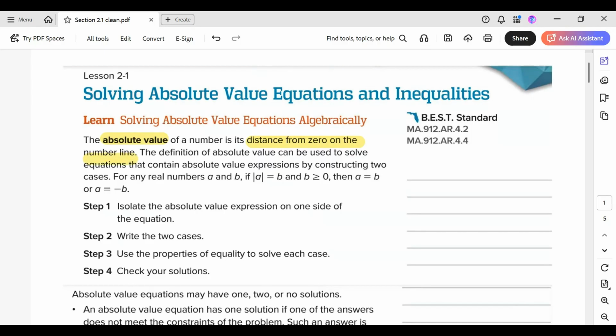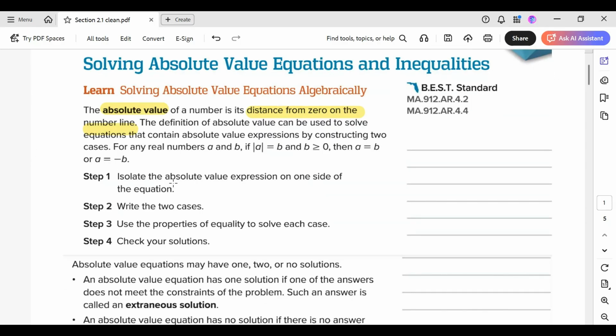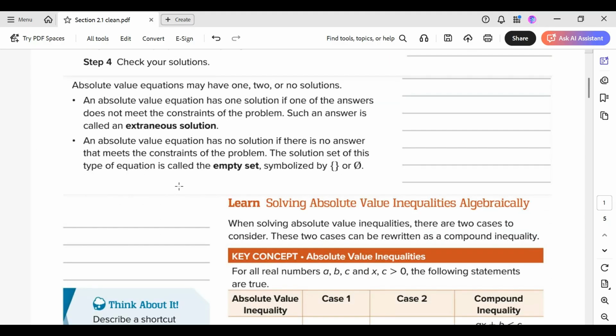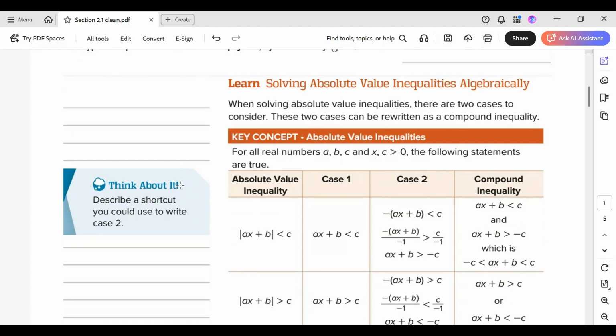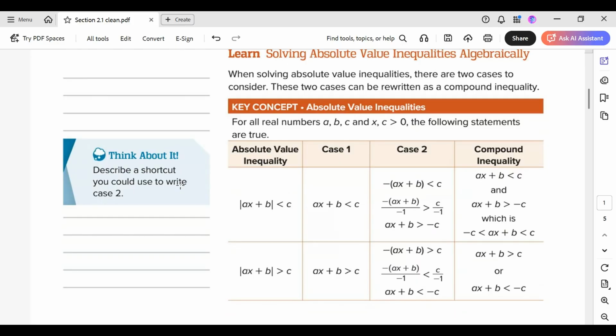Normally we would solve equations by isolating the absolute value expression on one side of the equation, writing our two cases, using properties of equality to solve each case, and then checking our solutions. But for this lesson, we're actually starting with inequalities. So, solving absolute value inequalities algebraically. When we're solving absolute value inequalities, there are two cases to consider. They can be written as case 1 and case 2.